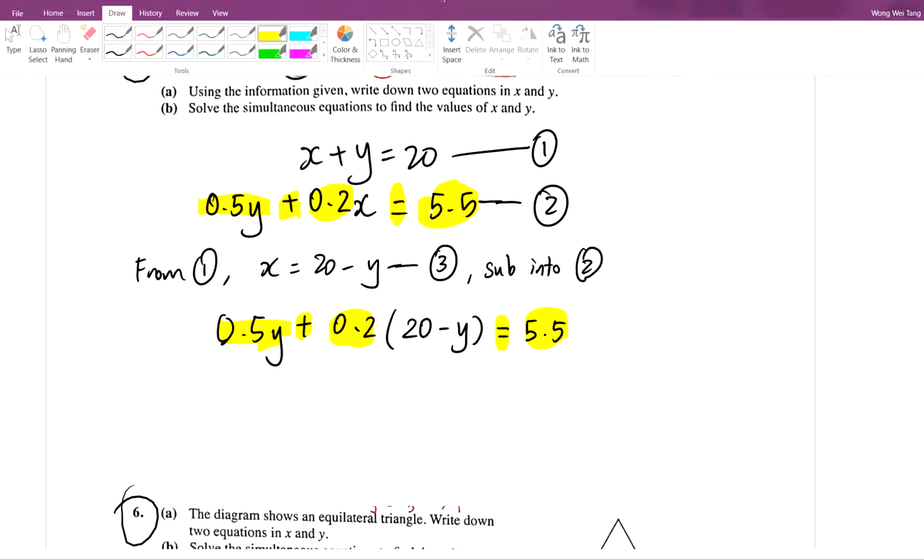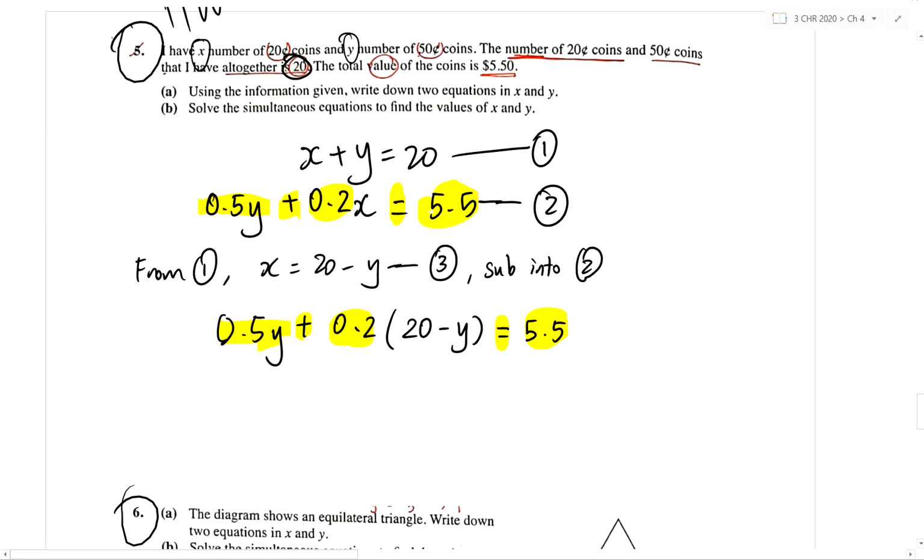What we will need to do now is to expand. 0.2 times 20, 0.2 times negative y. So 0.5y, because this is a positive. It is a positive 0.2 in front of the bracket. When I remove the bracket, I do not need to change the sign. So this is plus, what is 0.2 times 20? If unsure, use our calculator. 0.2 times 20, we get 4. Okay, so 4.